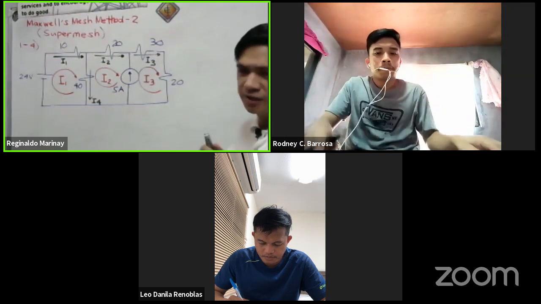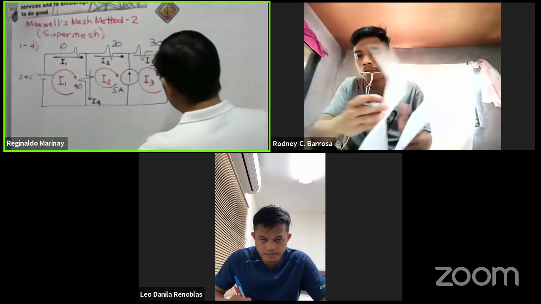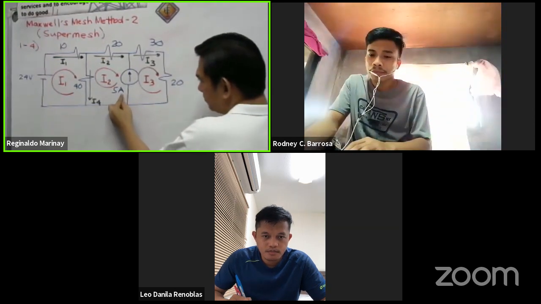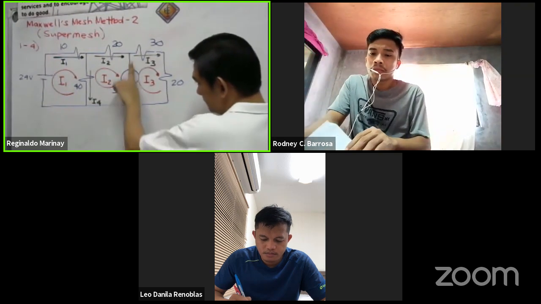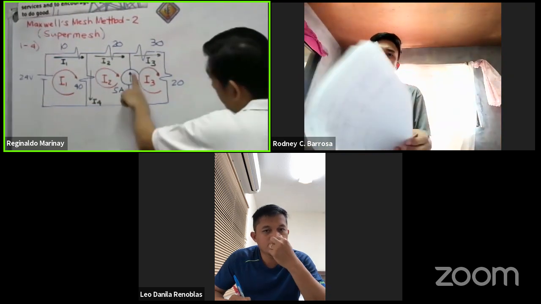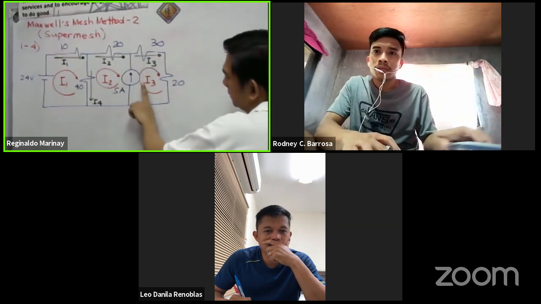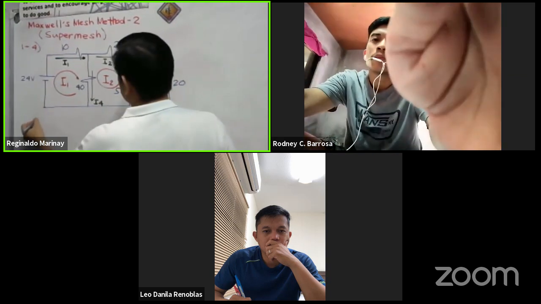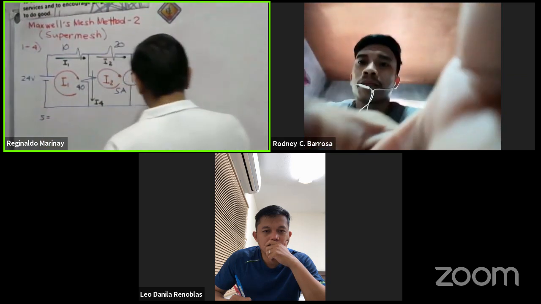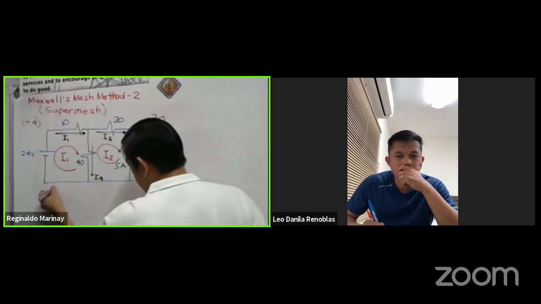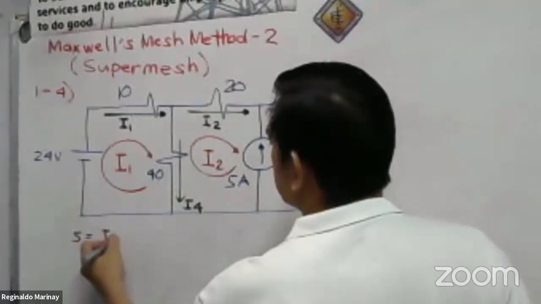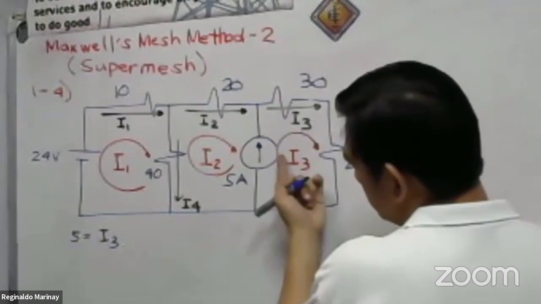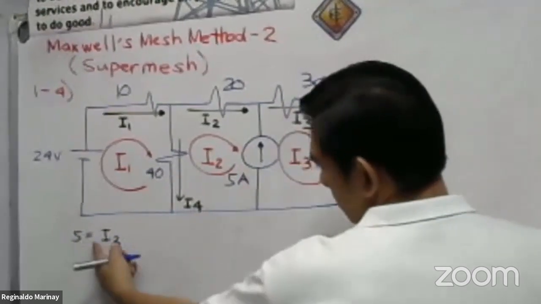Using the mesh analysis, we have the 5 ampere that is upward in direction. Our I sub 3 is also upward. So 5 is equal to I sub 3, since the 5 ampere is upward and I sub 3 is also upward.